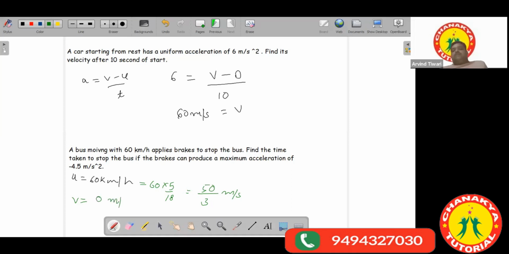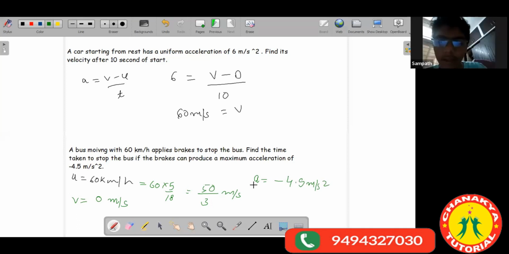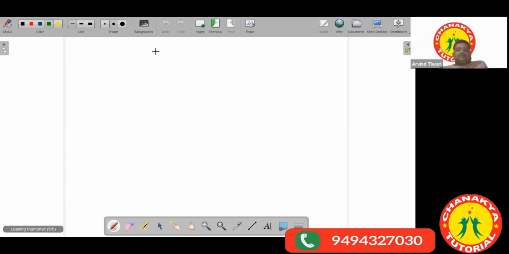Sir, is the answer 75 seconds? You have the acceleration as minus 4.5. Sir, now you can use the formula of acceleration. 75 seconds you are getting? Yes, sir. Okay, let's check it out.